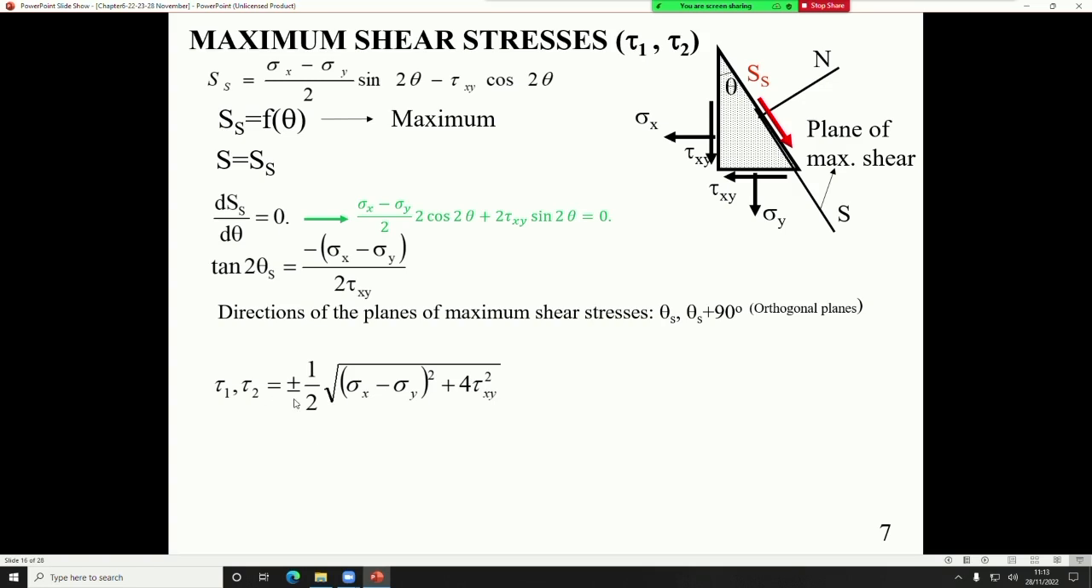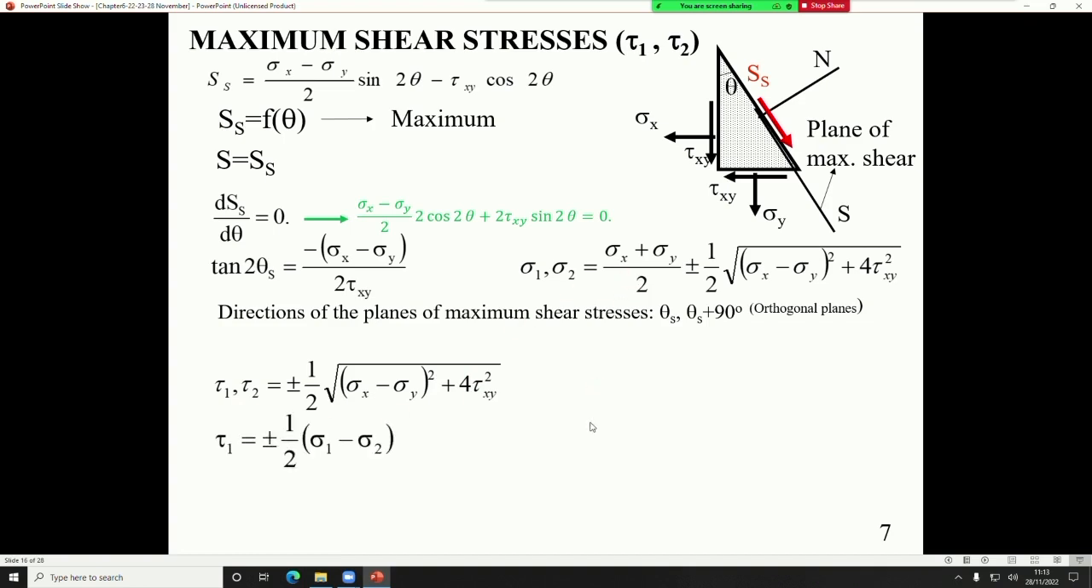Now, if you compare these equations with the two principal stress equations we had, those two equations give us the maximum and minimum principal stresses, and these two equations give us the maximum and minimum shear stresses. If you compare them, we can say τ1 and τ2 are equal to plus and minus (σ1 minus σ2) divided by 2. So some students prefer, once they find σ1 and σ2, to just find the difference between the two and divide it by 2, or use these two equations. The majority just use σ1 and σ2, find the difference, and divide it by 2. It's your choice. Now, tangent of 2 theta n was equal to 2 tau xy divided by sigma x minus sigma y. And this is the equation for tangent of 2 theta s.